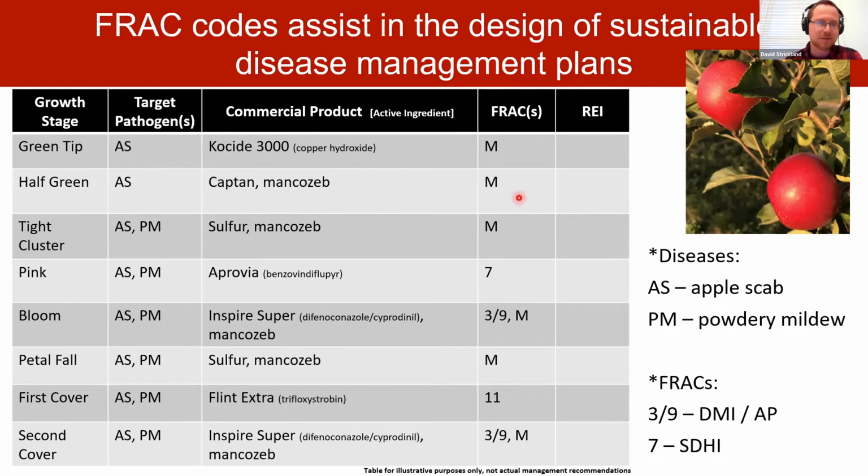So for example, here for apples, I would recommend using something like Aprovia, a FRAC 7, Inspire Super, which is actually a mix of 3 and 9, or Flint Extra 11, and I'm alternating them, rotating them, such that I don't use any one product too many times in a given season, and I don't go over the total number of 4 applications of a particular FRAC code in a growing season.